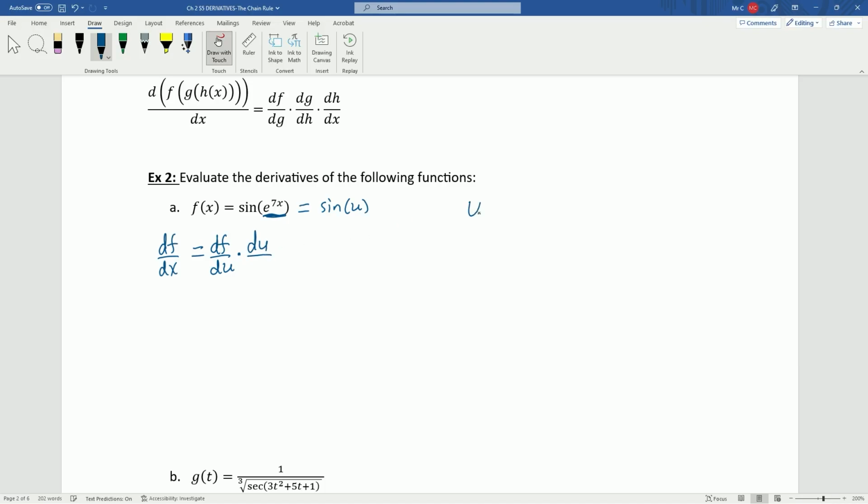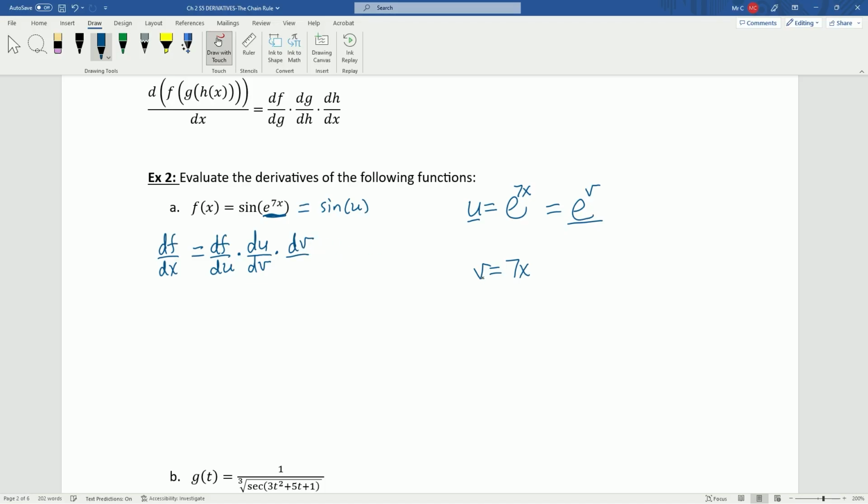So let's take a look at u. U is e to the 7x. And now I'm in a similar situation. I don't know how to take the derivative of e to the 7x directly. I know how to do e to the x, but not e to the 7x. So I make another substitution, and we'll replace 7x with v. So v here is 7x. So now I know how to take the derivative of u with respect to v, so I can take du dv, but I need to end up with x on the bottom, so I got to get rid of this dv too.